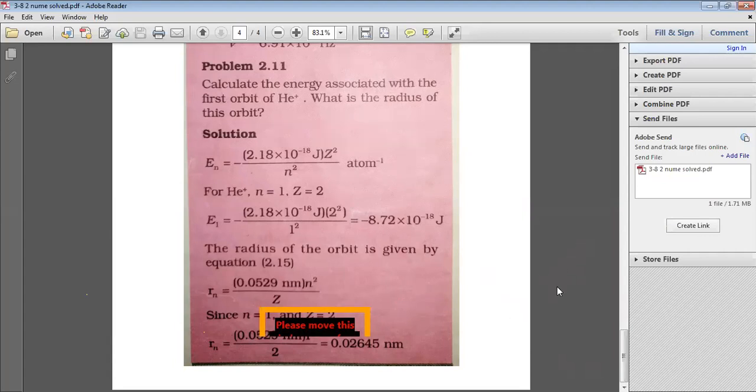So this is how, my dear students, we can easily understand the various problems. Now if you could not understand anything, you can ask me, or we can move to the next part of the chapter. So do you have anything to ask?